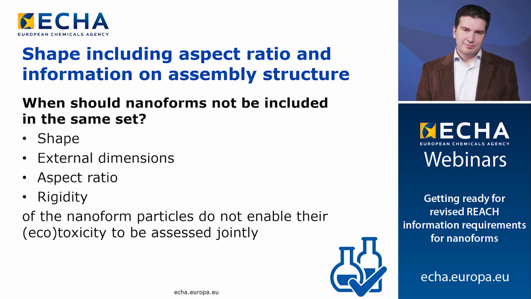As with the previous parameters, there are situations where you should not report two different nanoforms in the same set. And the general rule here is that if the parameters of shape, the external dimension, the aspect ratio, the rigidity, if any of these parameters of the particular nanoform do not allow you to do the hazard assessment together, then you should put these particles into different sets of nanoforms.